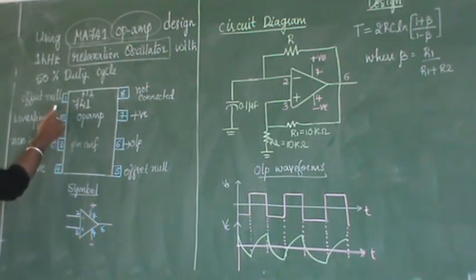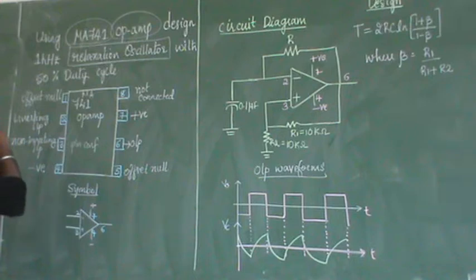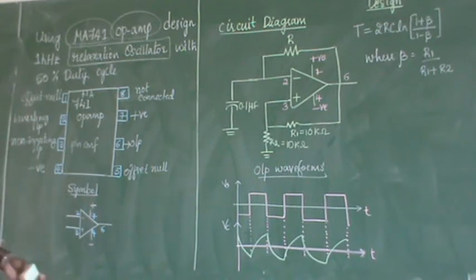The first pin and the fifth pin are offset null. It means that pin is not being used anywhere else. First pin and fifth pin are not used. Next, the second pin and third pin are the input pins. The second pin is called inverting input. I think it may not be visible properly, please check. The second pin is inverting input and the third pin is non-inverting input. So both are inputs.